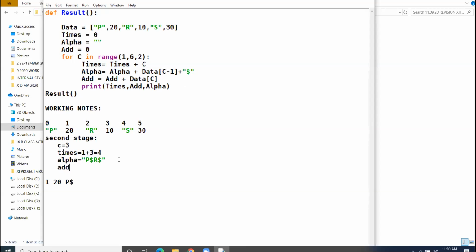Add. What was the updated value of add in the previous stage? It was 20. So 20 will continue plus data of C. C value is 3. At 3 we have 10. So 20 plus 10 will be 30. So the next answer is times is 4, add 30, P dollar, R dollar. Am I clear up till here?